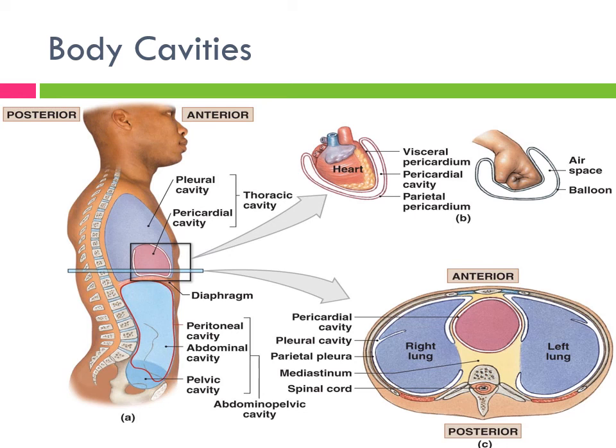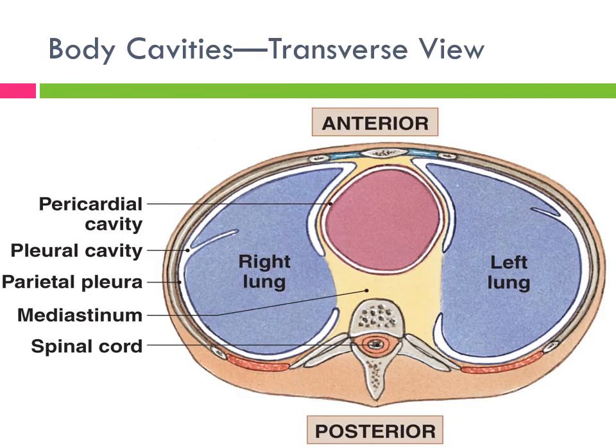So on the bottom right, you can see the heart in the center within the pericardial cavity, and then the right and left lung on either side within the pleural cavities, and how all of those together are within the thoracic cavity. So that's our transverse view that we were just looking at.